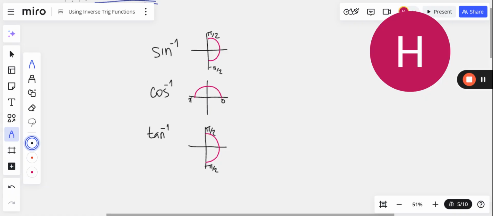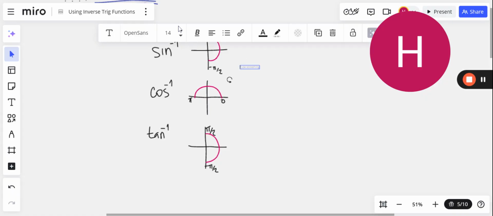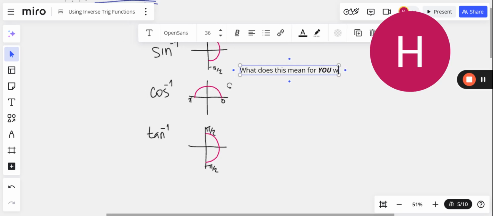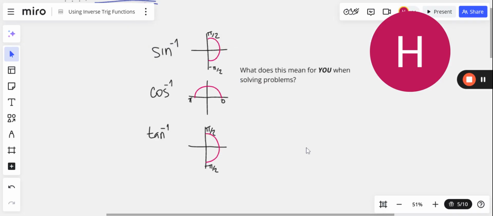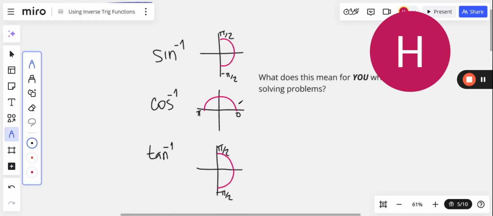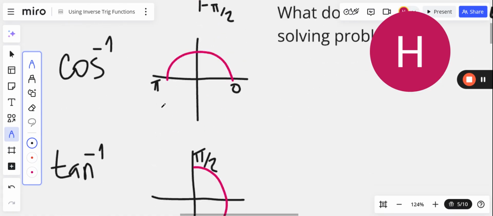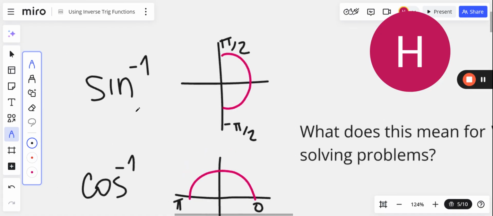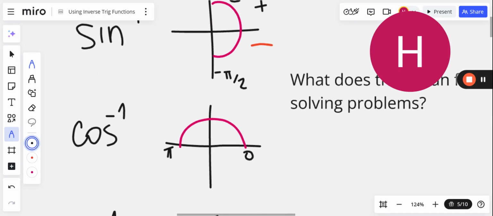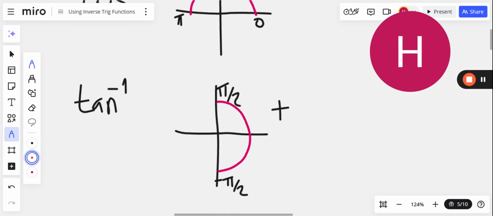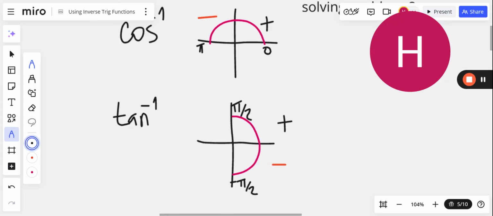So what does this mean for you? What does this mean for solving problems? This means that whenever we have to draw a triangle according to an inverse of a ratio that is given, we'll see plenty of examples, we're only going to consider drawing them in these locations. And you'll notice that each of these quadrants, there are 2 quadrants for each of the inverse ranges. Each of these quadrants represent a positive and negative for the sine function, for example. Positive would be up here, negative would be down here. For the cosine, positive is in the first quadrant, negative is in the second, and for tangent as well, as the sine inverse, positive is in the first quadrant, negative is in the fourth quadrant.